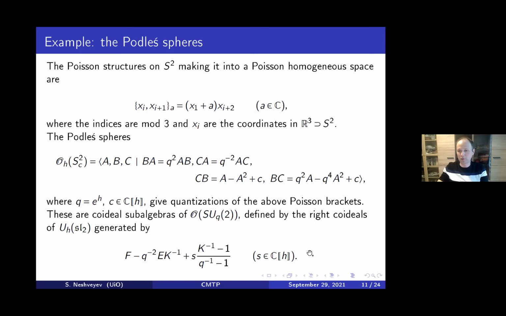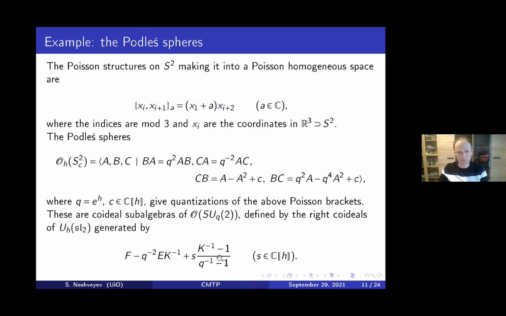It turns out that these coideals in this quantized universal enveloping algebra are generated just by one element, an element of this form. So in all three cases, you see that there are some complex parameters. You have a one parameter family of Poisson structures, here a one parameter family of algebras, and here a one parameter family of coideals. There is an explicit correspondence between all these parameters, but I didn't write it down.